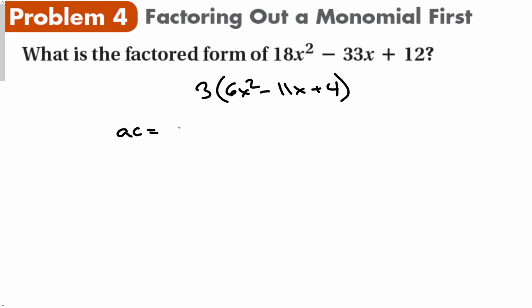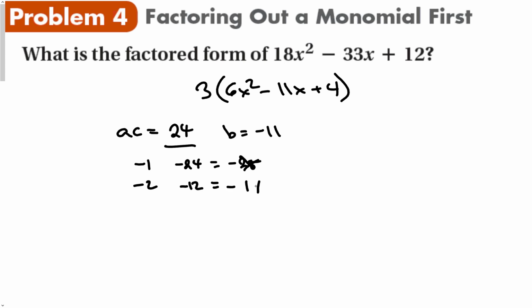Okay, now this is much easier because now, let's do it down here. Now AC is equal to 6 times 4 is 24. Okay, B is negative 11. That means I want the factors that multiply together to give me a positive 24. When I add them together, I get negative 11, which means both terms will be negative. Okay, so let's try. Negative 1, negative 24. When I add them together, I get negative 25. Oh, negative 2 times negative 12. When I add them together, I get negative 14. Oh, okay, well, 3 goes into 24. That's negative 3 times a negative 8. Negative 3 times negative 8 is positive 24. When I add them together, I get negative 11.